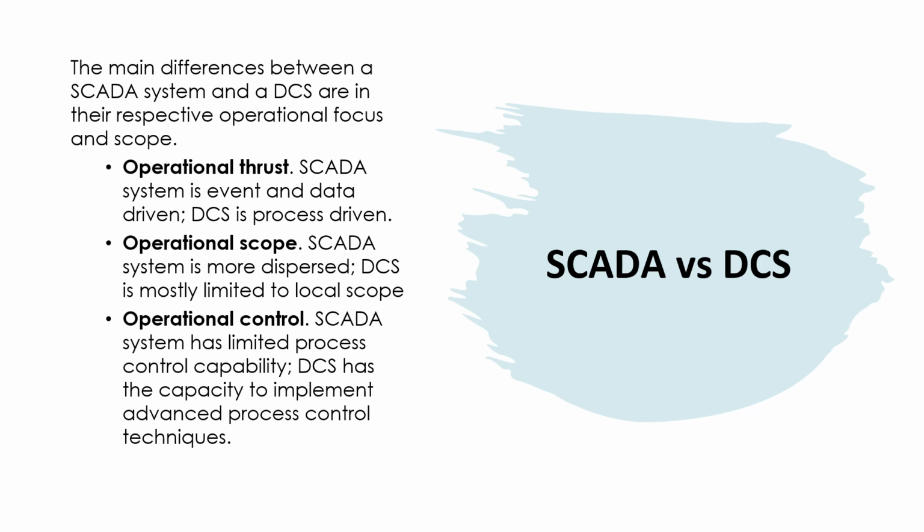On operational control, a SCADA system, which is designed primarily for system monitoring and data collection, has limited process control capability. DCS, with its multiple controllers, has the capability to implement advanced process control techniques.